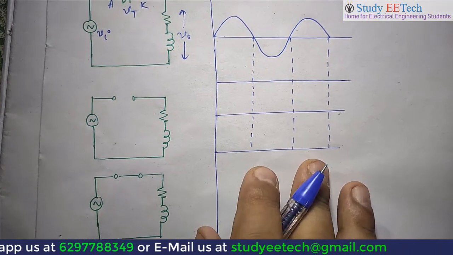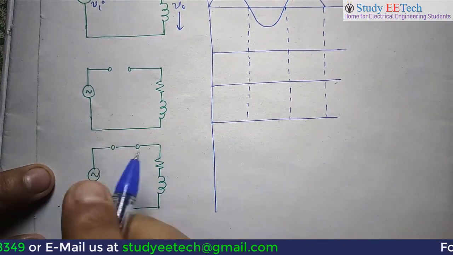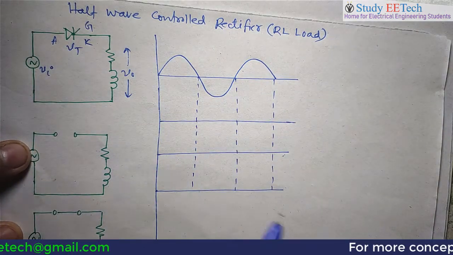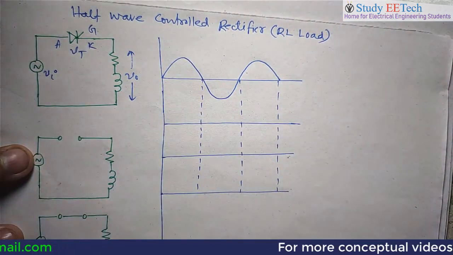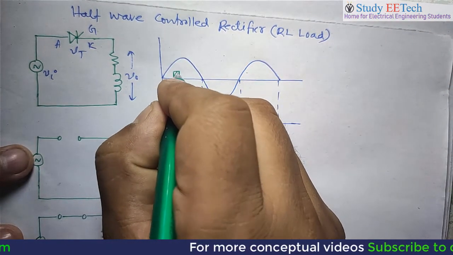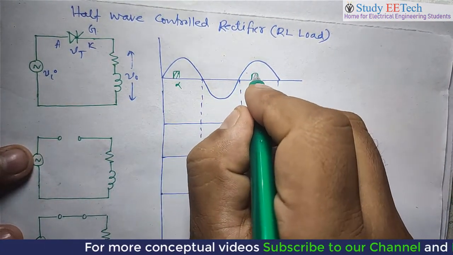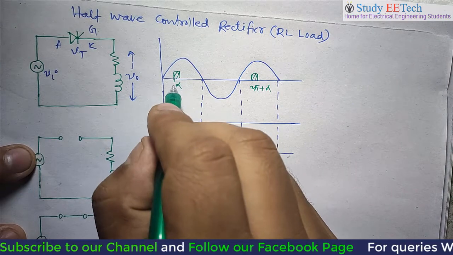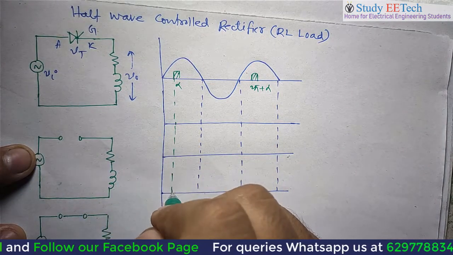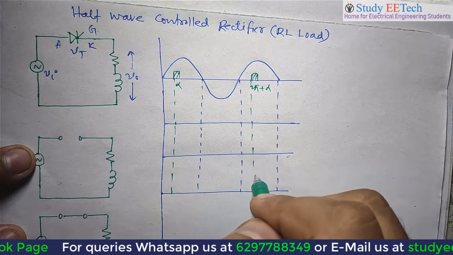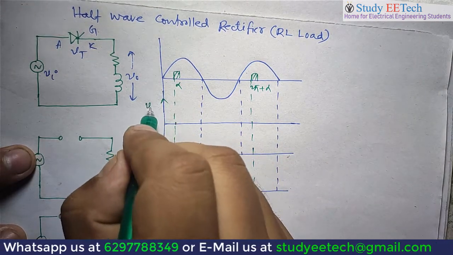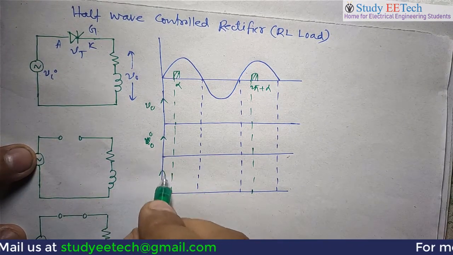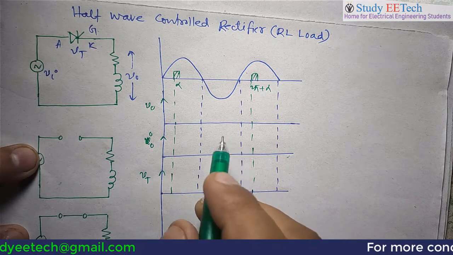So it can have two states: one is the switch open and the other is the switch closed. Here we are going to draw the input voltage. We are triggering the thyristor at some point alpha and 2 pi plus alpha. Now making a grid something like this, we will draw the output voltage here, the output current here, and later on the voltage across the thyristor.